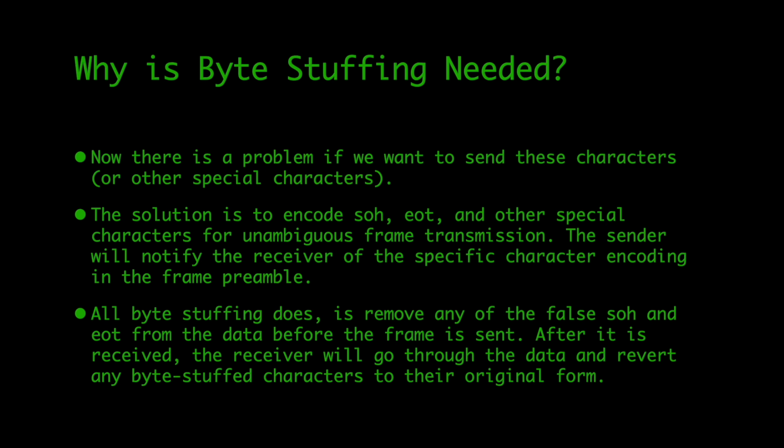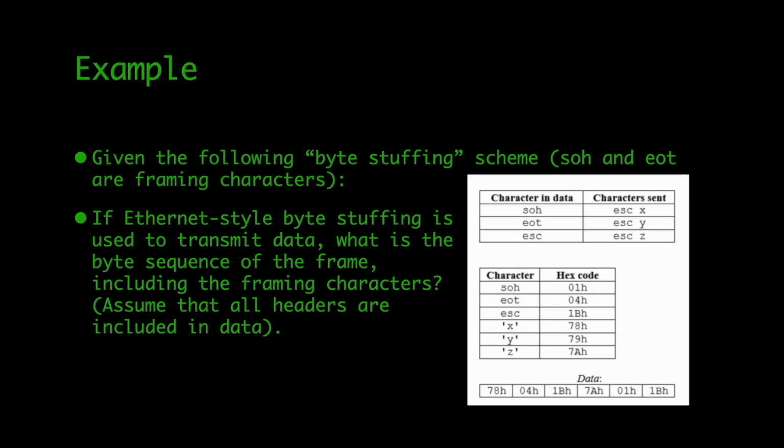The sender will notify the receiver of the specific character encoding in the frame preamble. So essentially all byte stuffing does is remove any of the false SOH and EOT from the data before the frame is sent. After it is received, the receiver will go through the data and revert any byte stuffed characters to their original form. So here's our example.